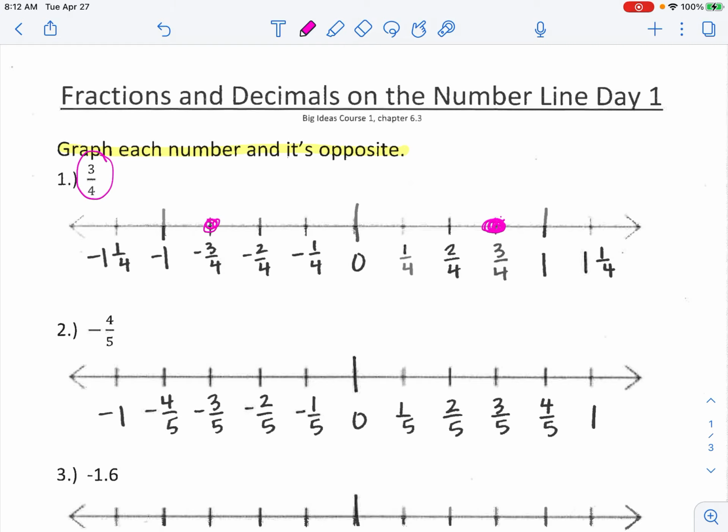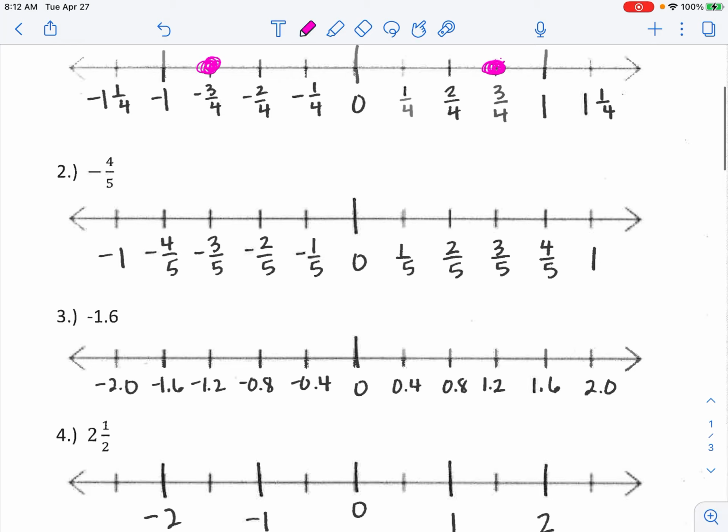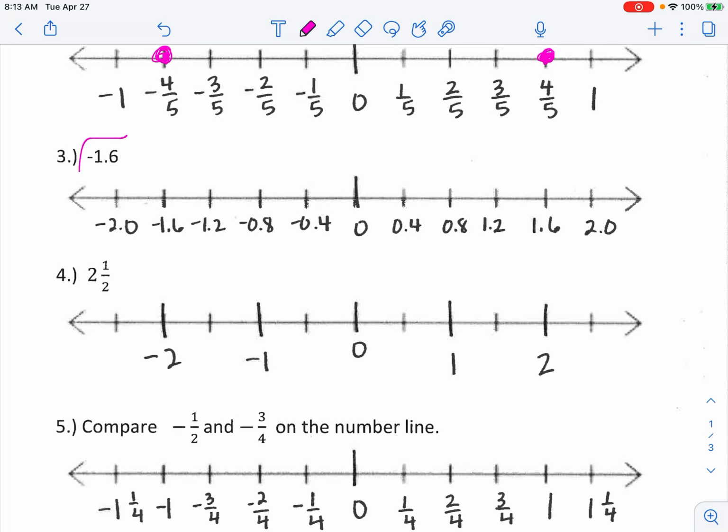So the opposite of 3/4 is -3/4. And that's it. Number 2, graph -4/5 and the opposite of -4/5. So -4/5 is here. The opposite of that would be 4/5. Graph -1 6/10. And its opposite is 1 6/10.